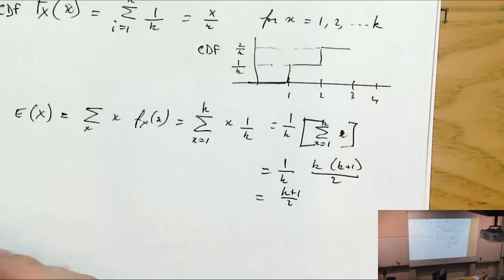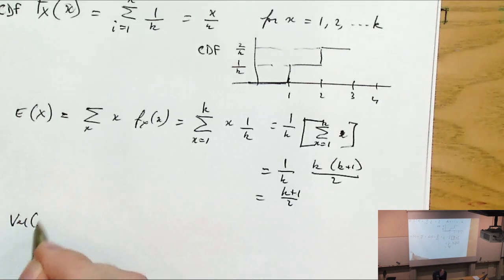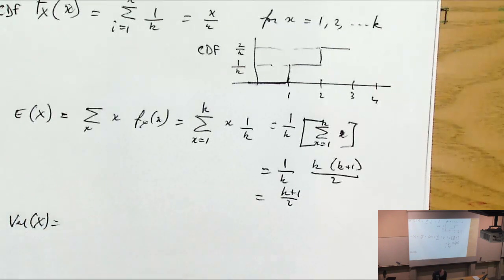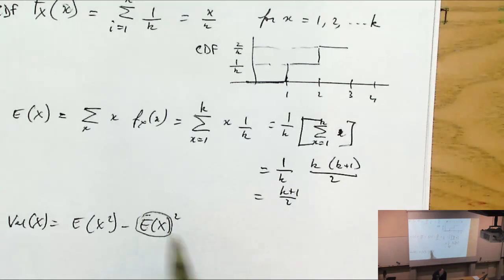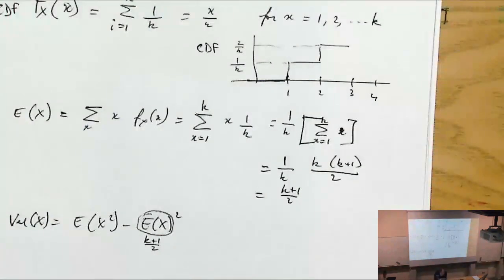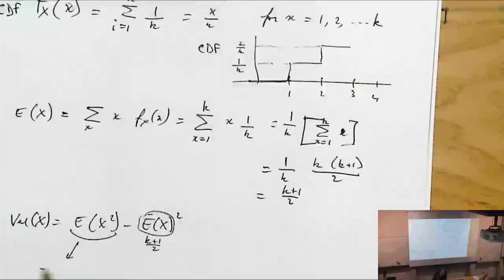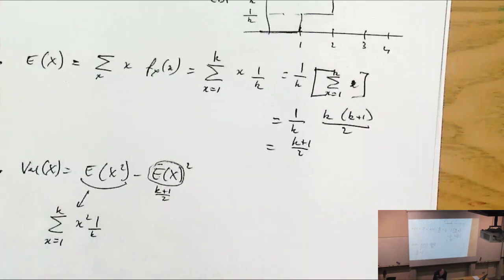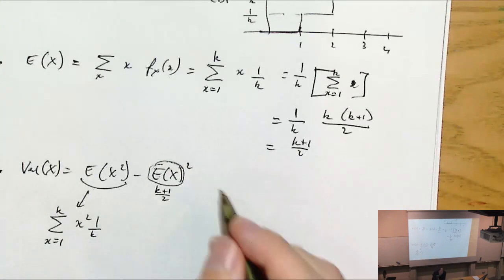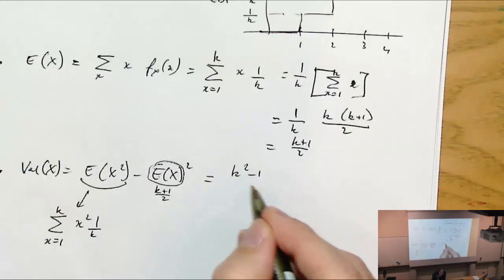You can do the same with the variance. You can compute the variance of this random variable, the variance of x. How can you do this? It is the expectation of x squared minus the square of the expectation. The expectation we have computed already is (k+1)/2. And the other quantity is a sum of x squared times 1/k, where you sum for x going from 1 to k. This can be done as well, and what you get is (k squared minus 1)/12.